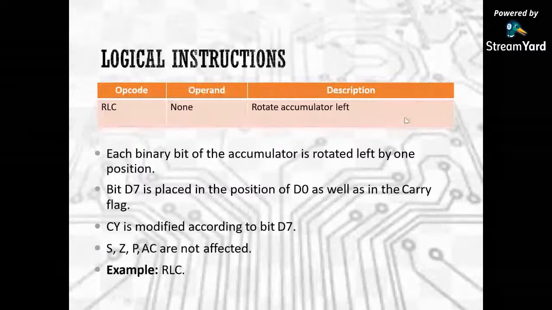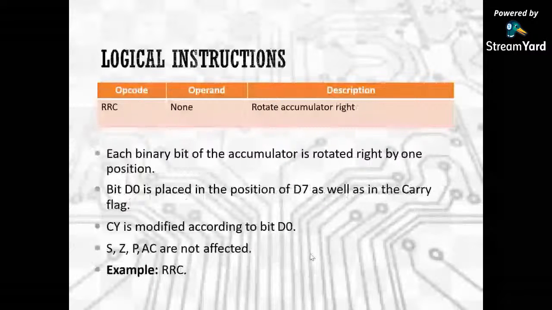We have rotate accumulator left here, RLC. The data will be rotated as follows. D7 is placed in position D0 as well as in the carry flag. CY is modified according to D7, while the other flags are not affected. So we have rotate accumulator left, and rotate accumulator right. It is the same, but to the right.